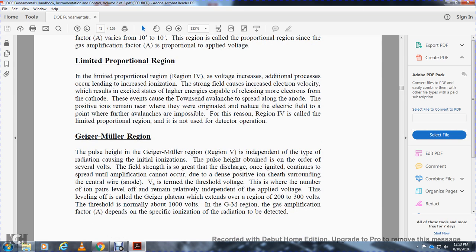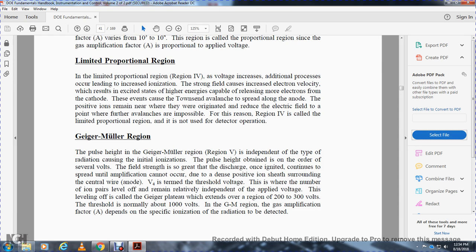Geiger-Muller region. The pulse height in the Geiger-Muller region, region 5, is independent of the type of radiation causing the initial ionization. Pulse height is obtained on the order of several volts, with the field strength causing the discharge to ignite and spread continuously until amplification cannot occur due to the density of ions forming a sheath around the central wire anode. Voltage 4 is termed the threshold voltage, where the number of ion pairs levels off and remains relatively independent of the applied voltage.